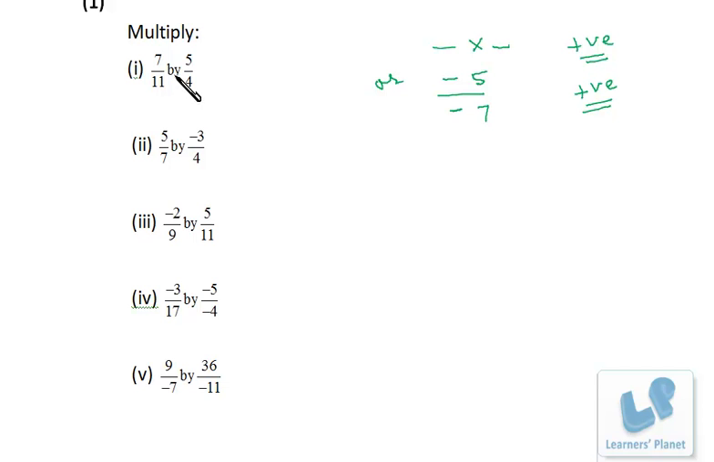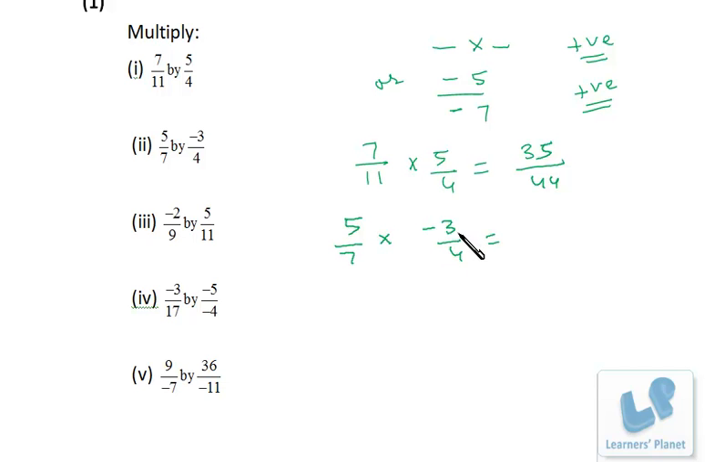Now let's take this first problem. It's 7 by 11 into 5 by 4. Right? We do not see any common factors between numerator and denominator. So just as it is, multiply the numerators and the denominators as well. So 7 into 5 is 35 and 11 into 4 is 44. As simple as that. Now let's take this: 5 by 7 into minus 3 by 4.